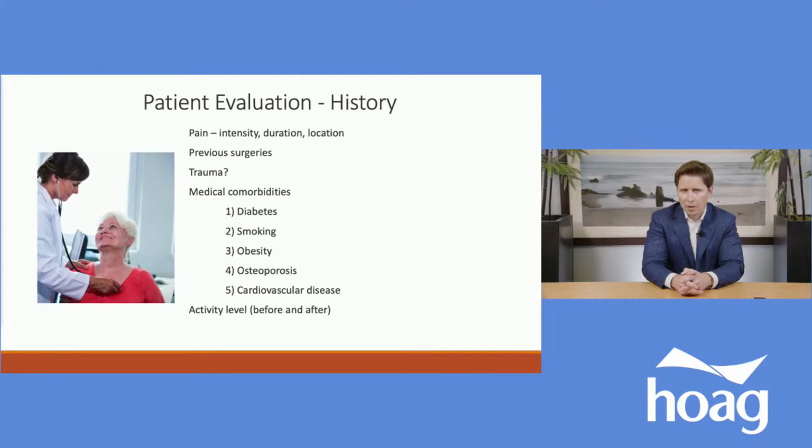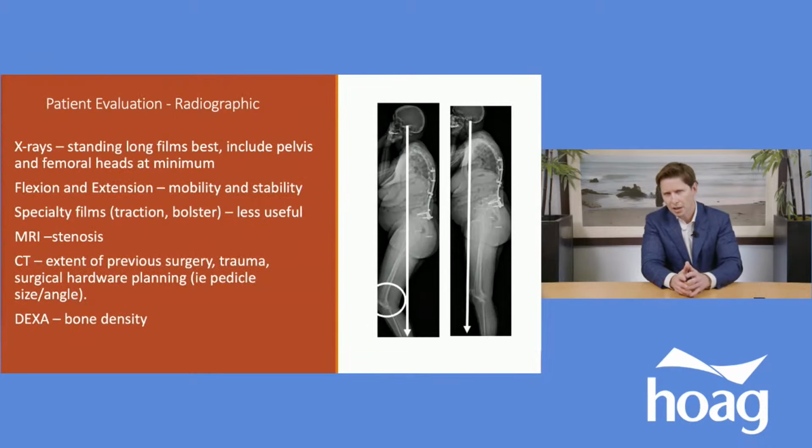Also, establishing a reference point of activity level is important. How active has the person been leading up to this, and how has their activity level changed, especially in the past year? Next, as we talked about previously, is establishing radiographic parameters and measurements to find out the level of deformity along with the compensatory mechanisms that are in place.